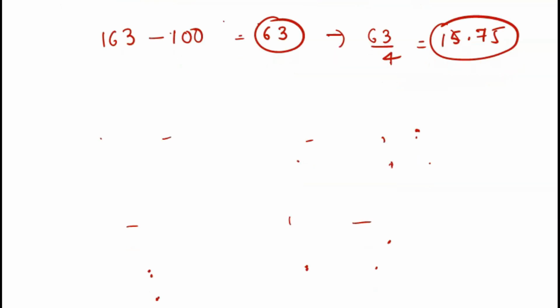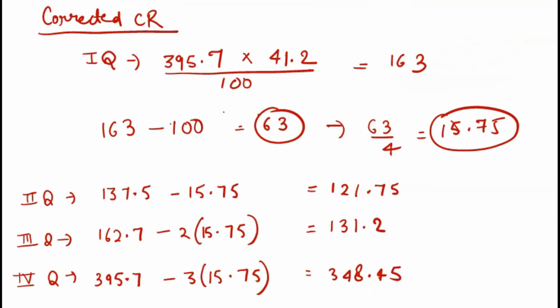So I will write the values and make the changes here. So corrected chain relatives will be like this. First quarter it was 100 we have taken. So now we have got the fourth quarter, that will be the previous chain relatives for first quarter. From this we have got 163 and then the difference is 63. From first quarter we have taken as 100, now it is 163. 63 difference, for each quarter the difference is 15.75. So for each quarter we will subtract like this. First is done.